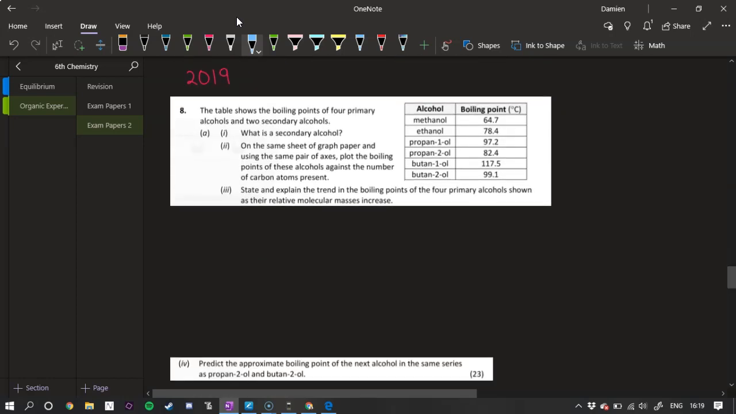Let's move on to 2019. The table shows the boiling points of 4 primary alcohols and 2 secondary alcohols. And then part 1 asks you what is a secondary alcohol.